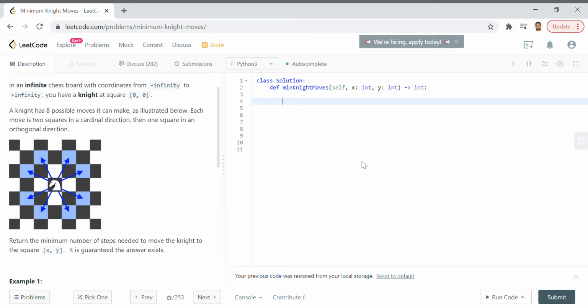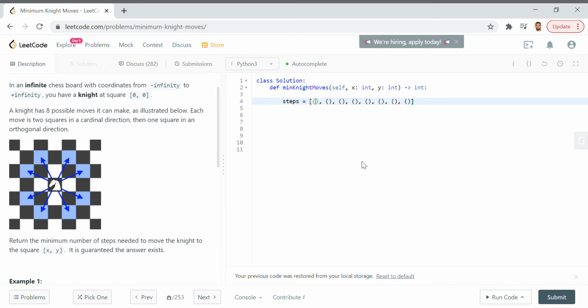First, as with most of our breadth first searches in a grid-like format, we want to have the steps that we're allowed to take. Since we're allowed to move in 8 different directions, we need 8 different steps. It looks like this: we're allowed to move the knight 2 down, 1 to the right, 2 down, 1 to the left, 1 down, 2 to the right, 1 down, 2 to the left, and so on.